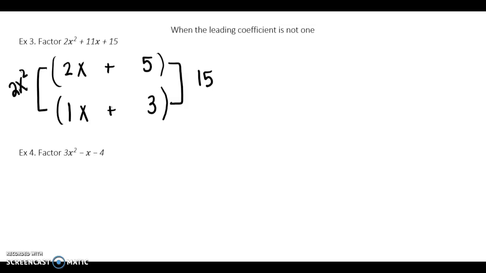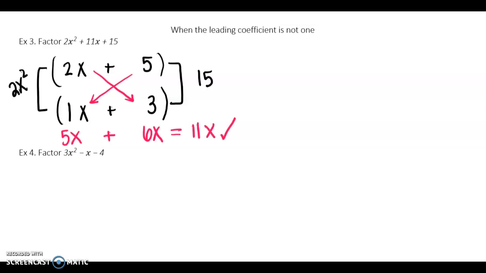So this would be positive, positive. Now what you do, this is the guess and check method, right? So you're going to multiply the diagonals. And if I multiply the diagonals, I get 6x here. So 2x times 3 gives you 6x. And then 5 times 1x is 5x. If I were to add these together, I get 11x.